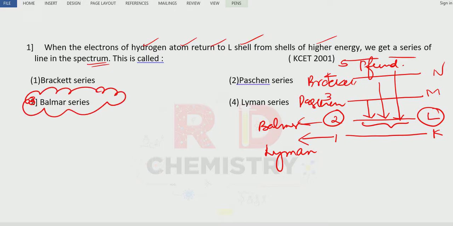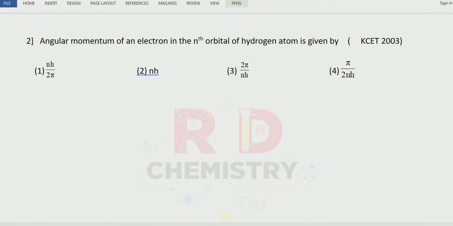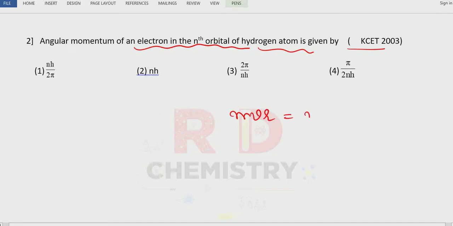Clear? Right? Question number 2. Angular momentum of the electron in the nth orbital of the hydrogen atom is given by the formula. Very, very simple. Angular momentum of the electron is given by the formula nh divided by 2 pi. So, the answer is the first one.